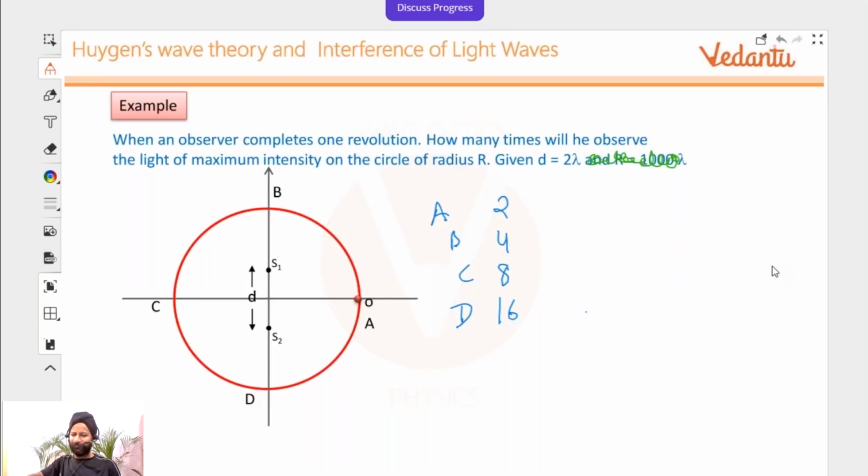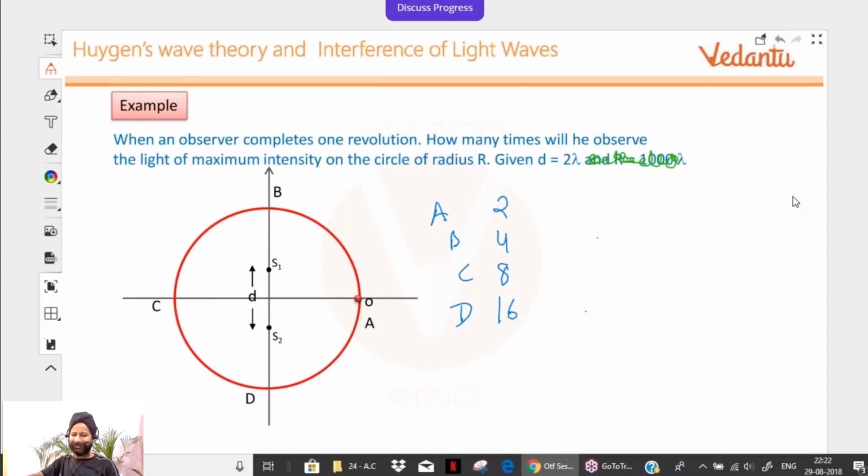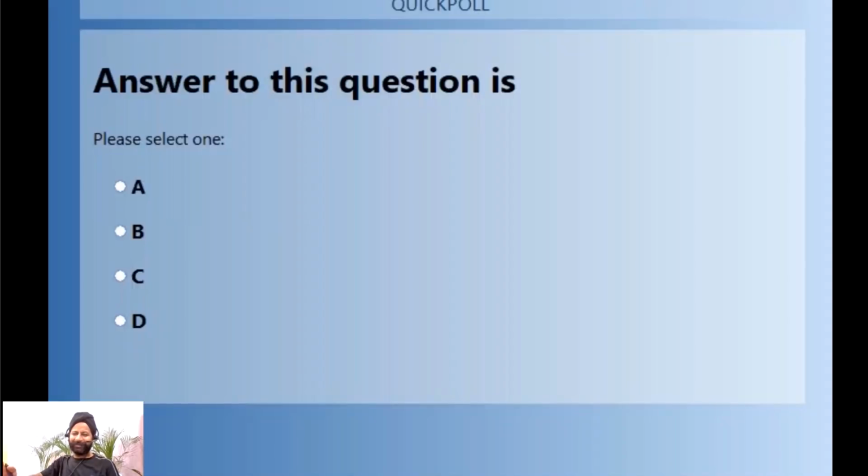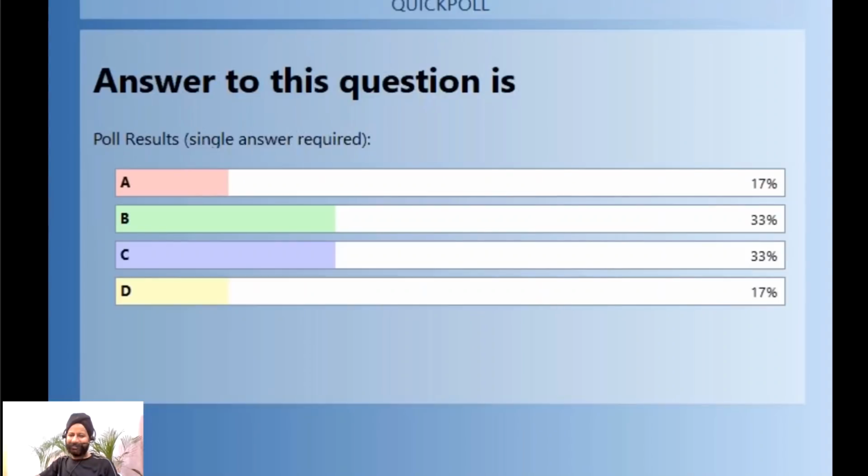A, B, C, or D. 2, 4, 8, or 16. One of these is the right answer. Don't try a guesswork; if you know the answer, then only give the answer. Few students have given the right answer. I'm not sure if that is a guesswork or not. At least one student has given the right answer here. I'm hoping that is not a guesswork. Okay, so this is what I get. C is the right answer.